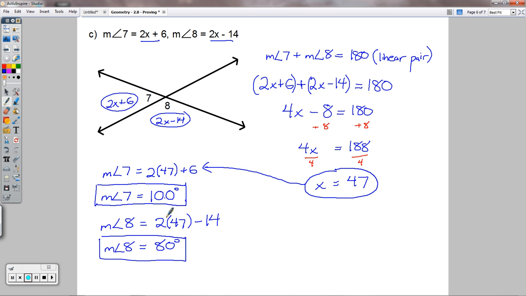If we add those together, it should be a linear pair. It should be 180. And so this one is 100 degrees, this one 80 degrees. It does in fact make a linear pair. So we're pretty confident then that we did this right.